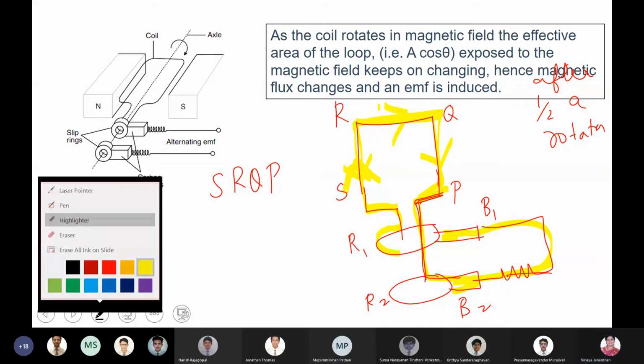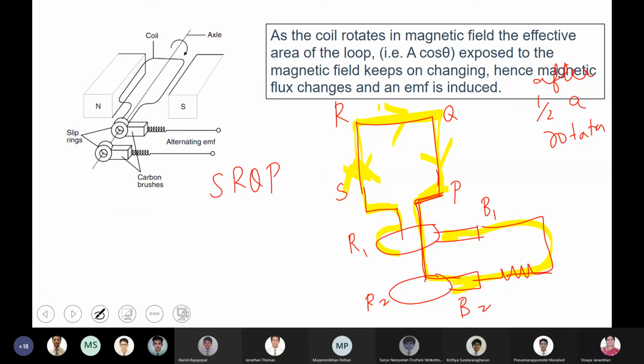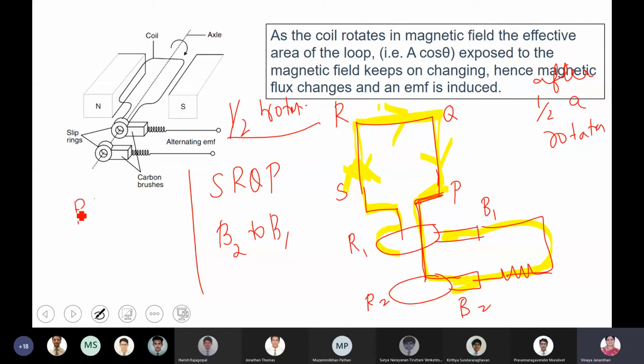So here, after half a rotation, look at the direction of the current flowing. It flows from B2 to B1. Initially, the current was flowing along PQRS. Externally, it was flowing from B1 to B2. After half a rotation, B2 to B1. This is how the current changes.